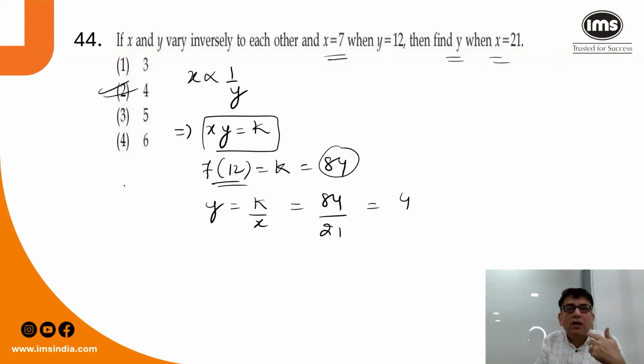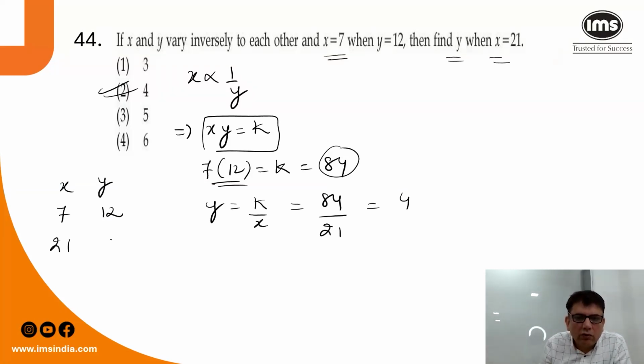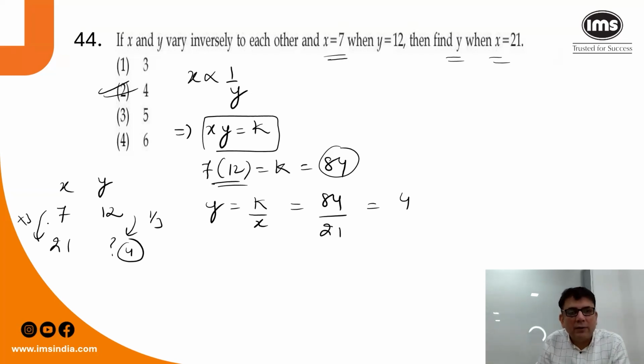This is one way. Another way is a logical chain rule method. So let me put x over here. X is 7, y is 12. When x becomes 21, what will be y? So x becomes 3 times, y will be 1/3, which is 4. You can do directly this way also. X becomes 3 times, because it's inversely proportional, the ratio. So x is 3 times, y will become 1/3.